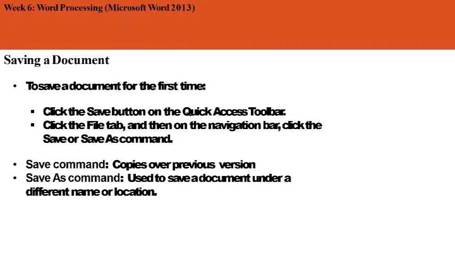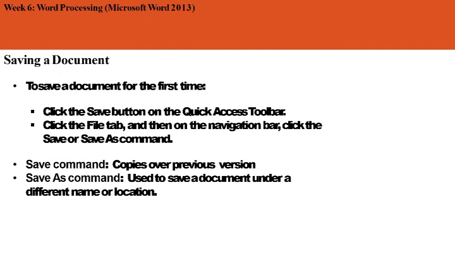So if your document doesn't have a file name, you can use Save or Save As. Pero if you have an existing document and you wish to have a copy of that, you can use Save As and just change the file name. While for Save, if you want an update of your document, you can just use Save command.